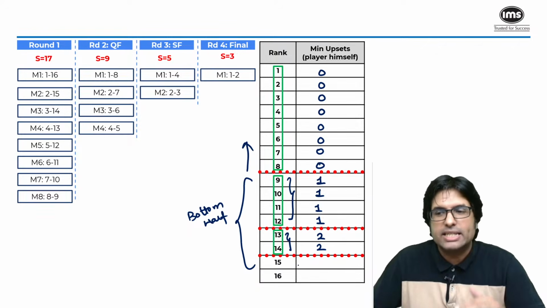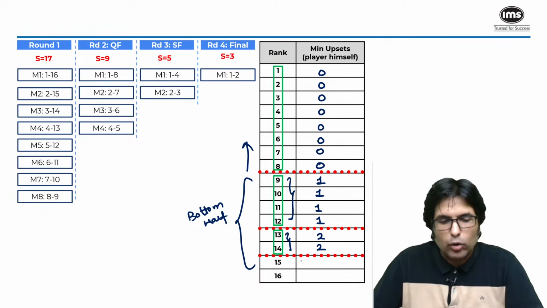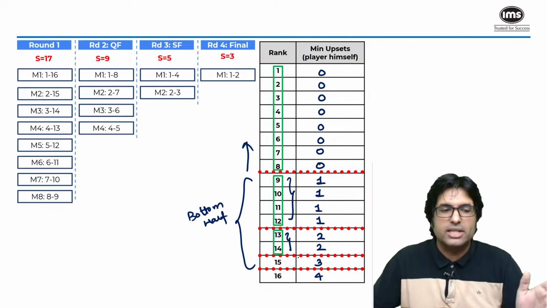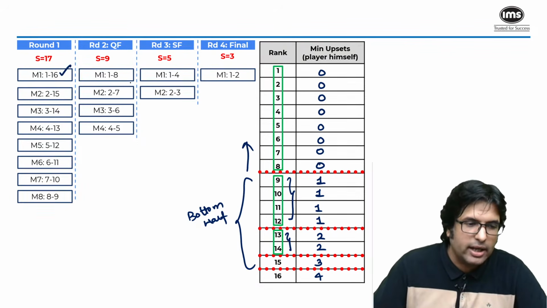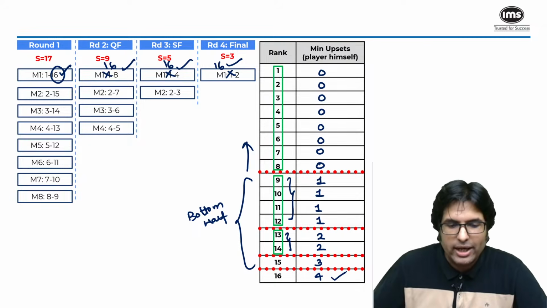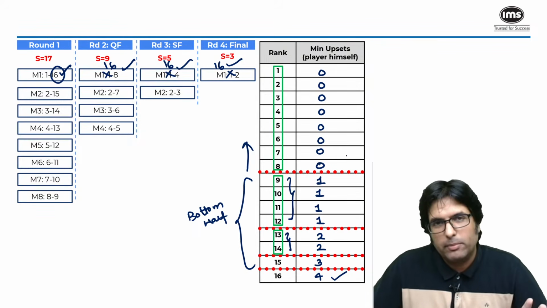Again the last 15, 16, we will have to divide them into 2 halves. So if we divide them into 2 halves, 15 would require 3 upsets and the last rank player 16 would require 4 upsets across the 4 rounds. So player rank 16 would require an upset here, here, here, here, because 16 is the worst rank player. So 16 would take the place of 1 here, 16 would take the place of 1 here, 16 would take the place of 1 here. So this 4 we had deduced logically for 8 players earlier.